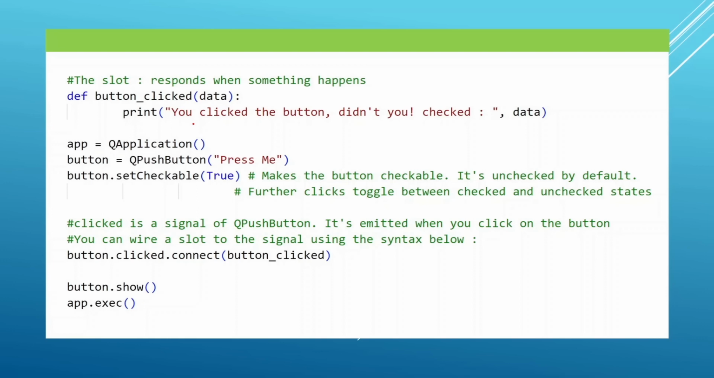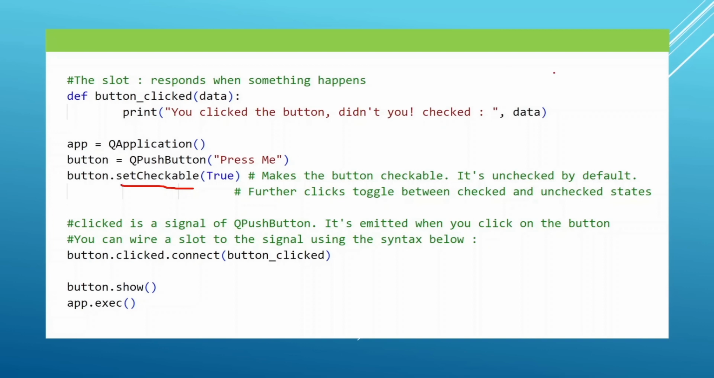We can go back to the slides. And what we are doing here, after we set up the button, we're going to make it checkable. And this is going to make it toggle its state whenever we click on it. So if we click on it first, it's going to be checked. If we click on it again, it's going to be unchecked.